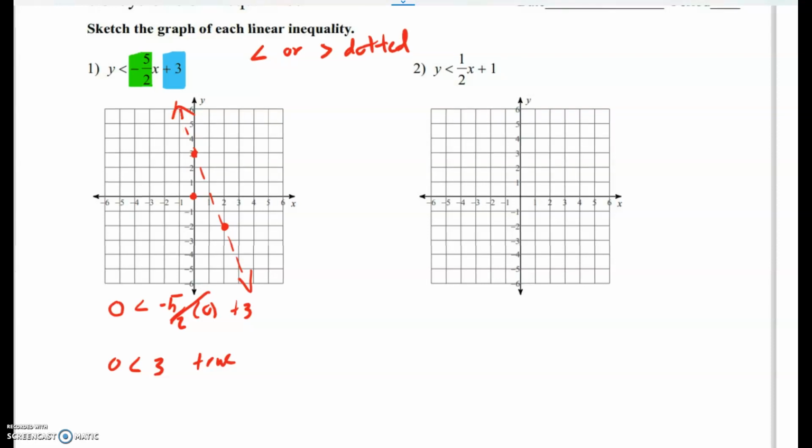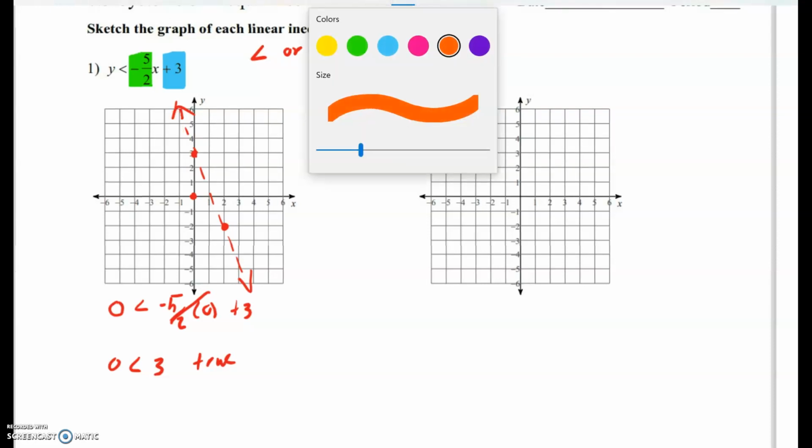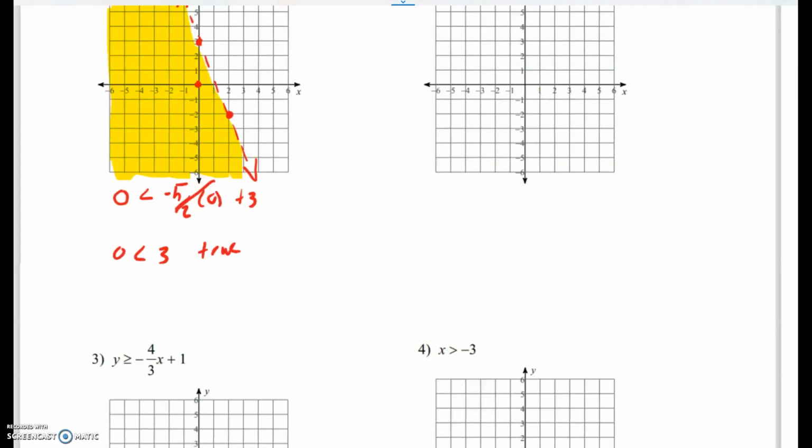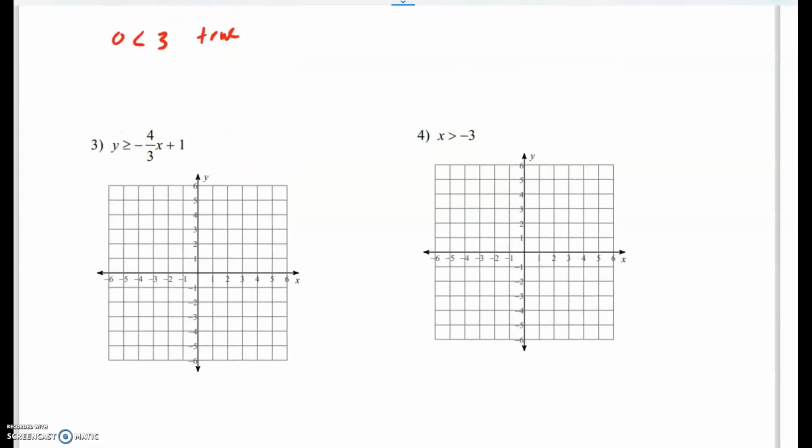Let's go with a little bit different color so that you can still see the line. Let's go just yellow. All right, so all of this that's shaded is the solution set of number 1. Okay? Now that second strategy, the above or below method, this was a less than sign, so hopefully you can see that this is shaded below the line. All right, so just like I have been doing, I'm going to do the odds. So I'm going to go down to number 3.